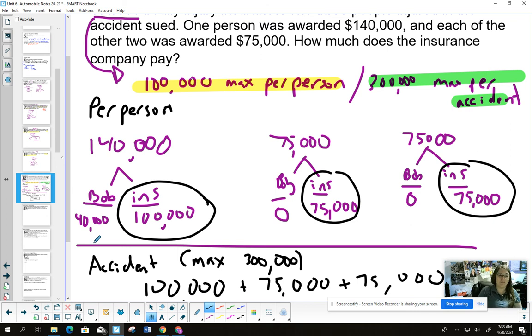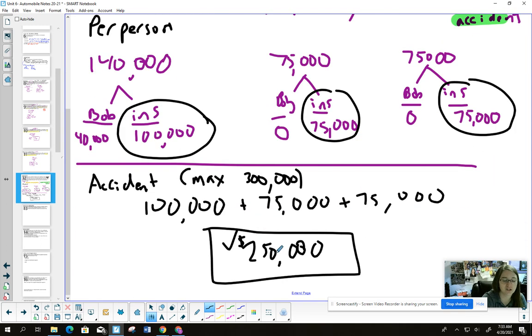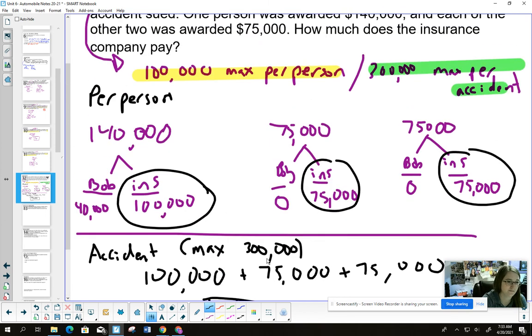Now, sometimes it can be difficult to get Bob to pay that. They might have to garnish his wages and withhold money from his paycheck to get him to pay it. But Bob's going to be responsible for this amount. This is zero, so Bob would only be responsible for the $40,000. Insurance company would pay the $250,000.